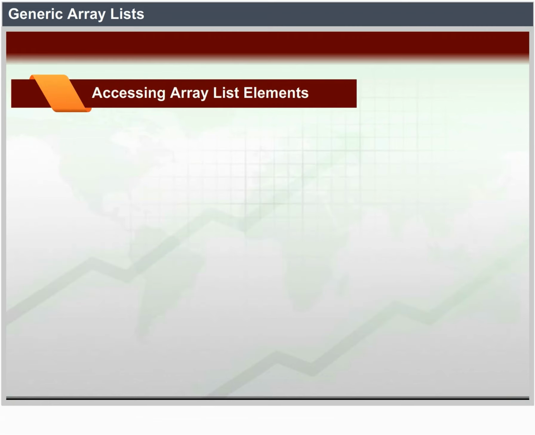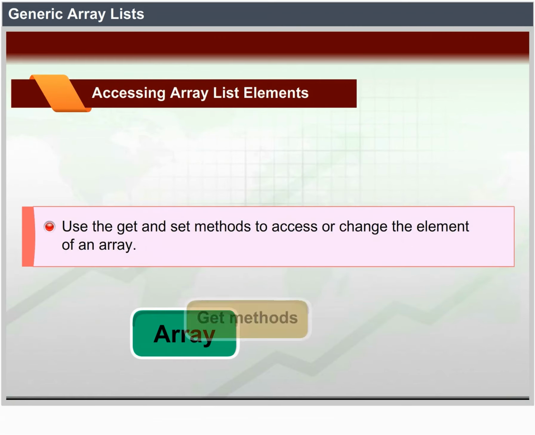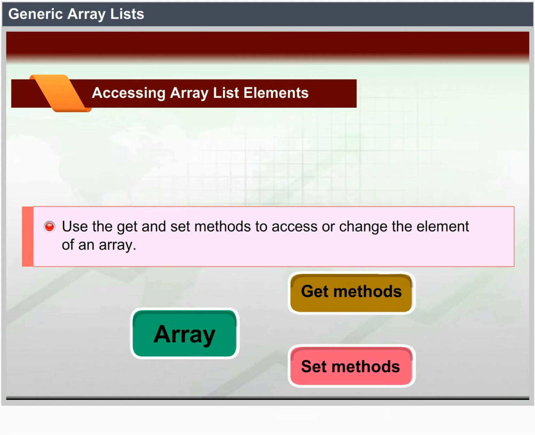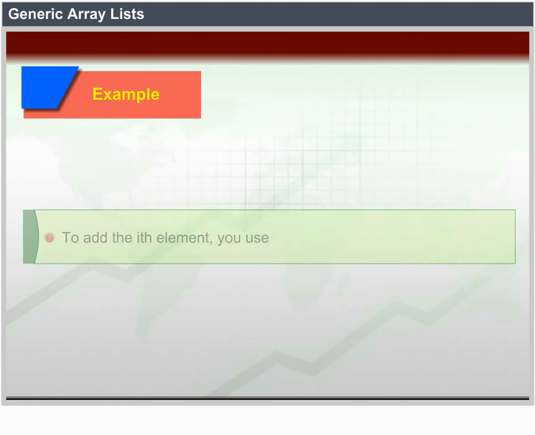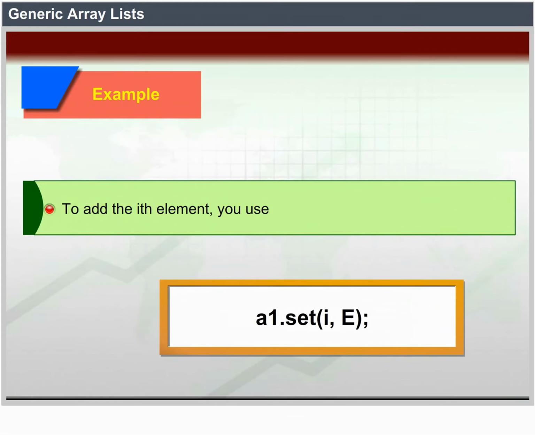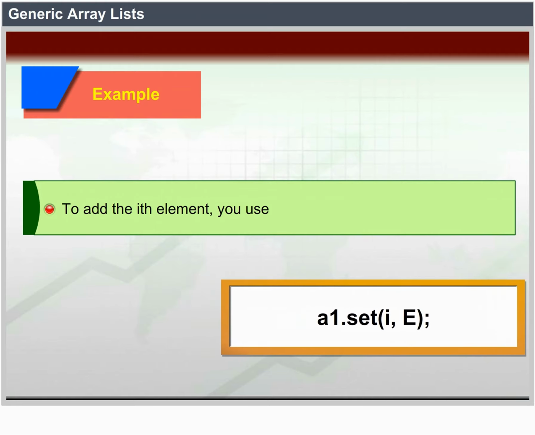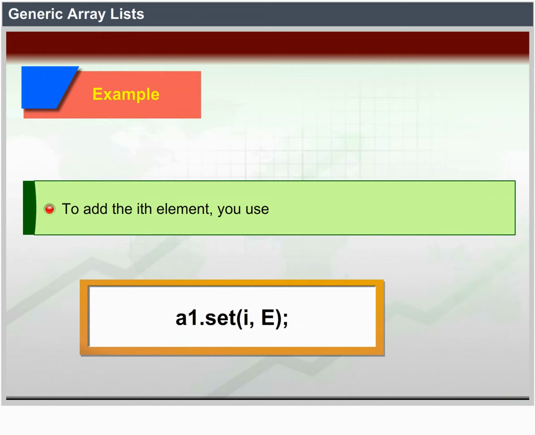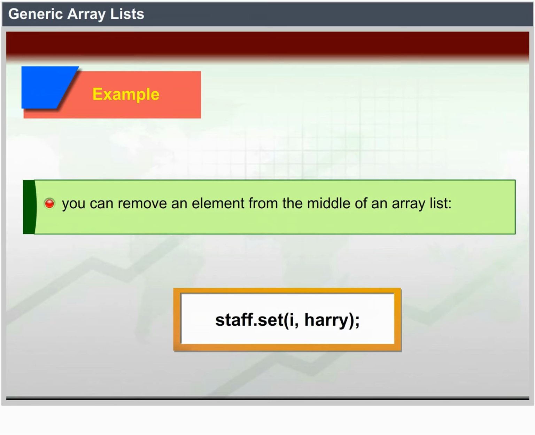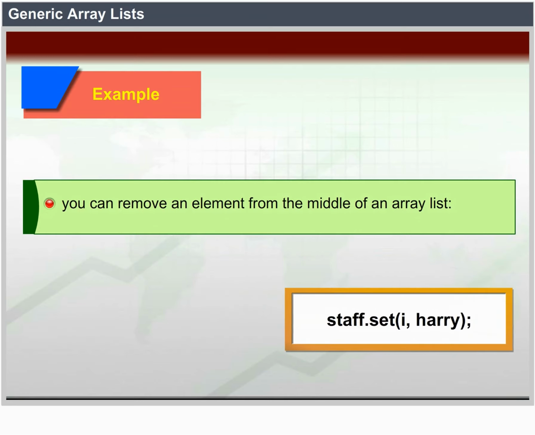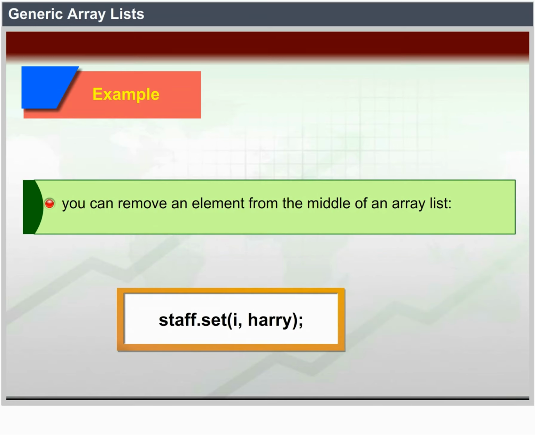Accessing ArrayList elements. Use the get and set methods to access or change the element of an array. For example, to set the ith element, use a1.set(i, e). You can remove an element from the middle of an ArrayList, a1.remove(0).